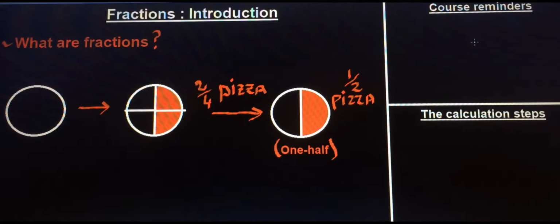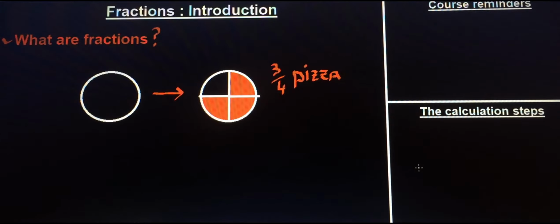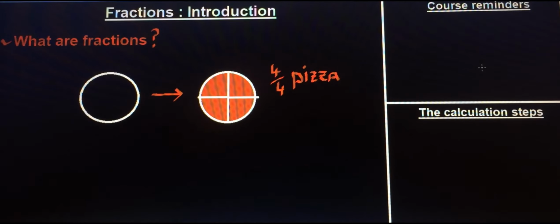If one person were to take 2/4 of the pizza, they would have 2/4, which is the same as 1/2 of the pizza. If 3 pieces of the pizza have been eaten, then 3/4 has gone and 1/4 remains. Finally, the whole pizza is 4/4.